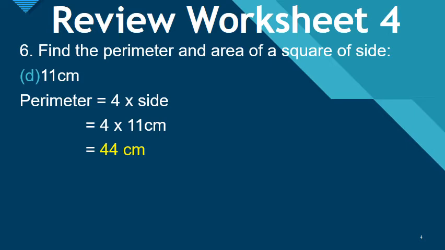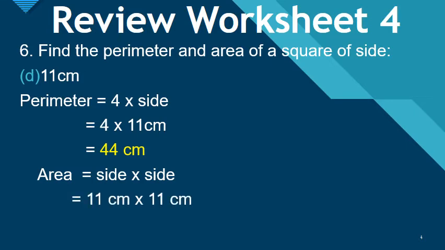Now children, let us find out the area of this square. Area of a square is found by the formula side multiplied by side. And we know that the side of the square is equal to 11 centimeter. So 11 centimeter multiplied by 11 centimeter, which in turn is equal to 121 square centimeter. Now children, the area of the square of side 11 centimeter is equal to 121 square centimeter.